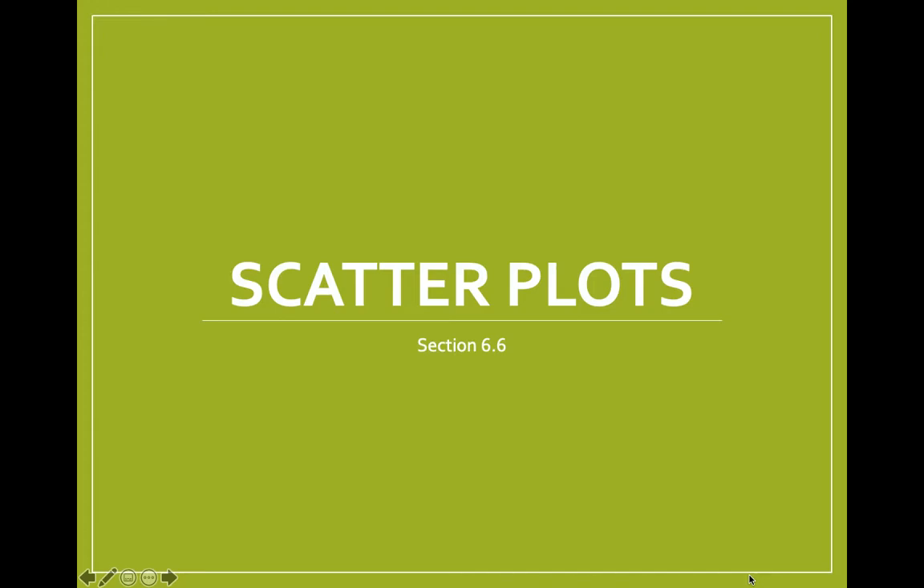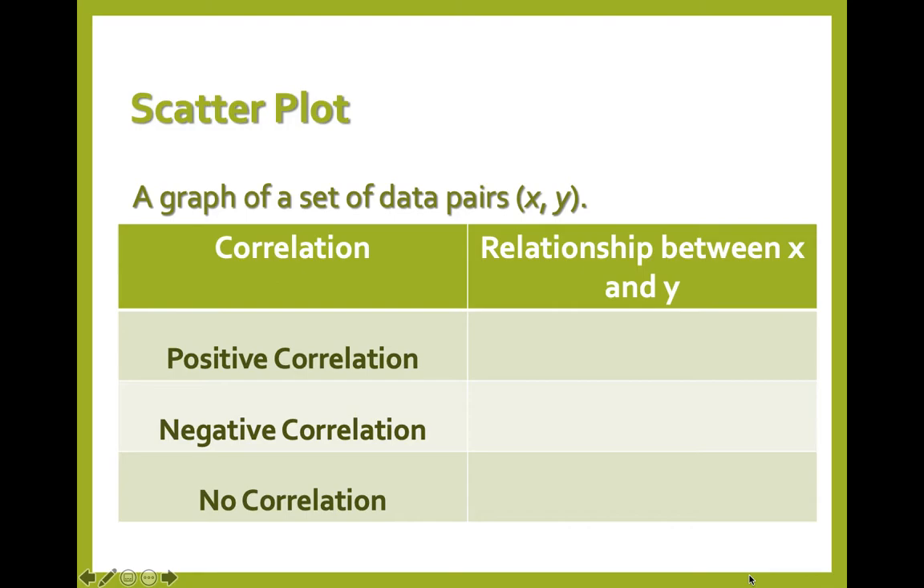This video is for lesson 6.6, scatter plots. A scatter plot is a graph of a set of data pairs (x, y). Scatter plots are not necessarily perfectly straight lines, hence the name scatter plot. All of the examples we had done in this chapter previously were perfectly linear relationships.